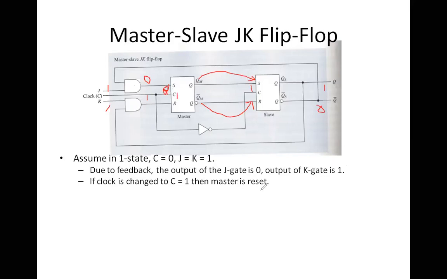Then the master is reset. When I say the master is reset, since it is a 0 here, 0 means reset, 1 means set. So j values are followed. So j comes in here. You can recall your flip-flop truth table. I will just put it across and we'll be able to see that.